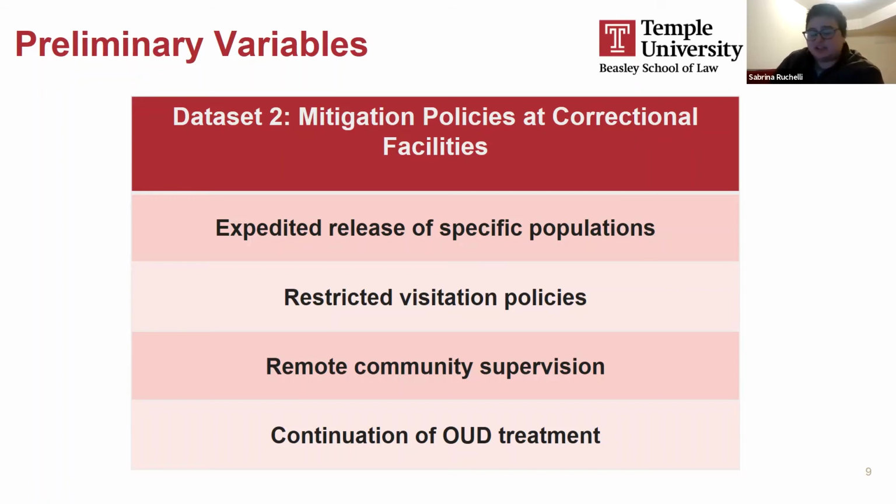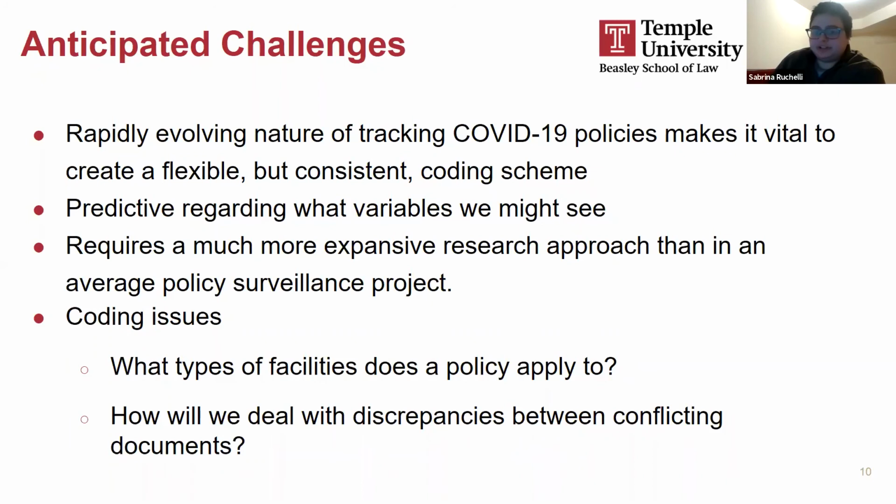Really, what this data set is doing is taking that sort of isolated question within our broad COVID-19 data set and trying to expand it and dig in deeper into how these policies are developing. So just a few anticipated challenges. The still rapidly evolving nature of tracking COVID-19 policies makes it vital to create a flexible but consistent coding scheme. And flexibility and consistency don't always go together that easily. Also, in keeping in line with that iterative scoping that Alex was mentioning earlier, we still need to be predictive regarding what variables we might see.